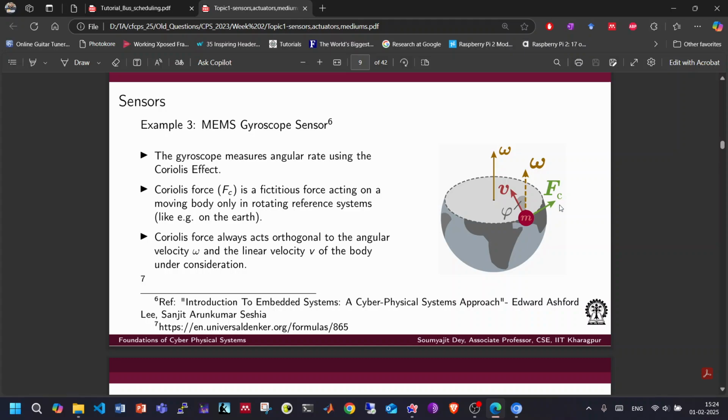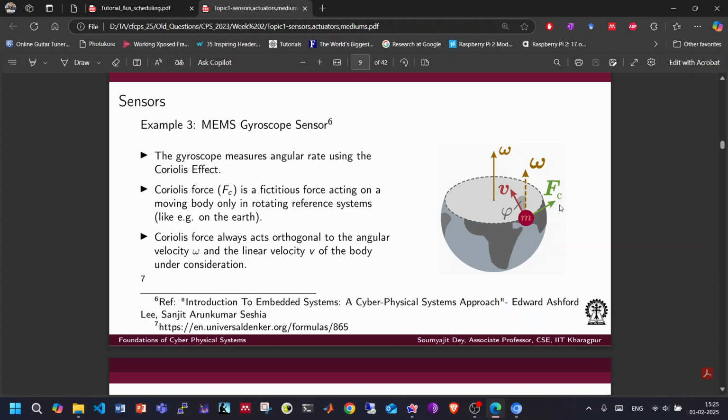You have already read all these things, so I'll just give a brief overview. This sensor uses the Coriolis force. Whenever a phenomenon is happening that we are trying to quantify, we have to figure out what changes, and how we can convert the effect of that change into an electrical signal. This is the idea of all sensors.